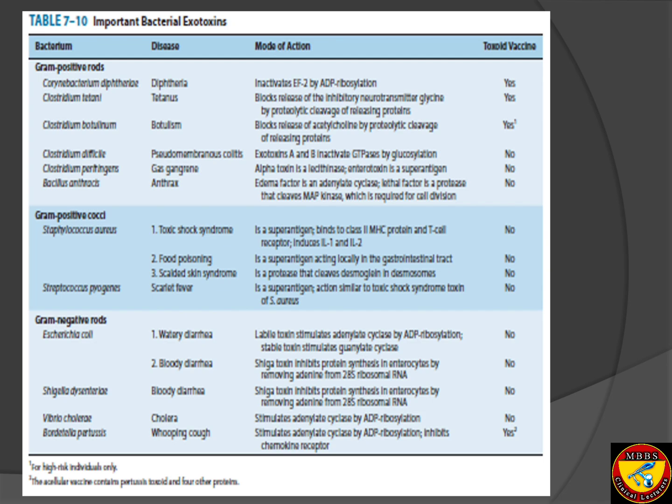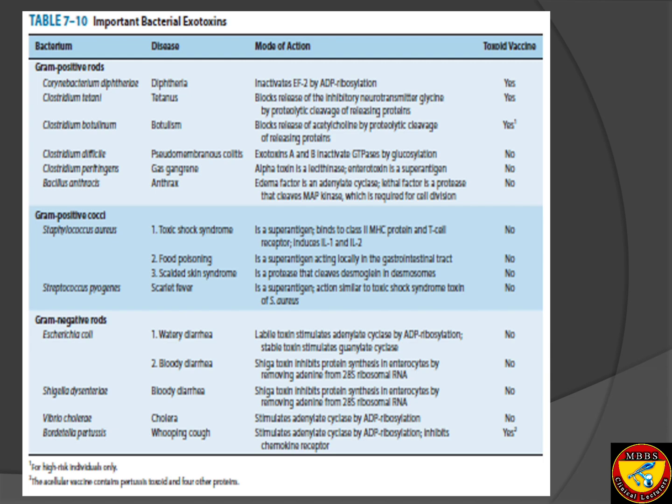Then in terms of gram-positive cocci, we have the already known bacteria Staphylococcus aureus and Streptococcus pyogenes. Staph aureus secretes a superantigen which causes toxic shock syndrome by means of the T cell receptor and also induces interleukin 1 and 2. This is also present as food poisoning caused by Staphylococcus aureus, in which it acts as a superantigen on the GIT. Then the toxin of Staph aureus also causes scalded skin syndrome, which causes a lot of skin infections. This toxin is a protease that cleaves desmoglein in the desmosomes. Then coming to Streptococcus pyogenes, it can cause scarlet fever, which is a superantigen again.